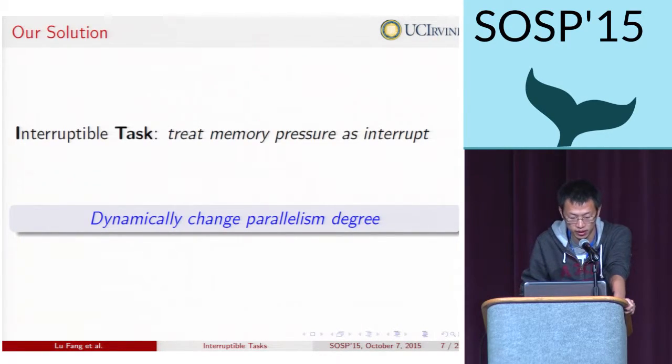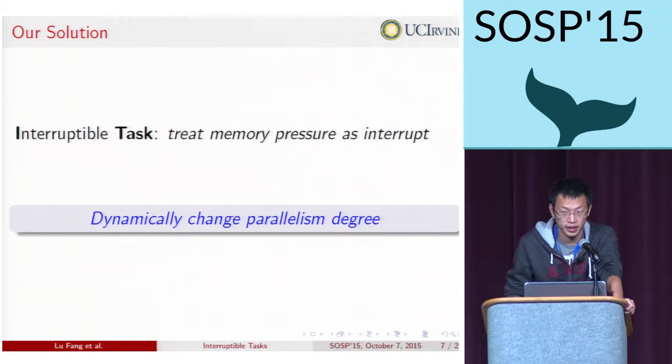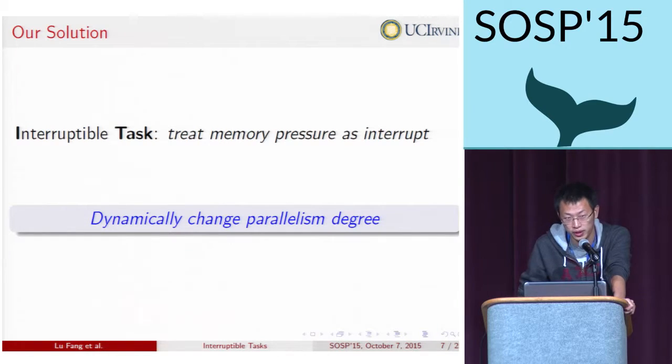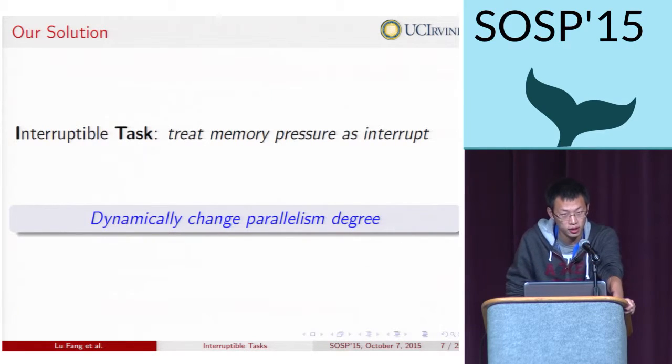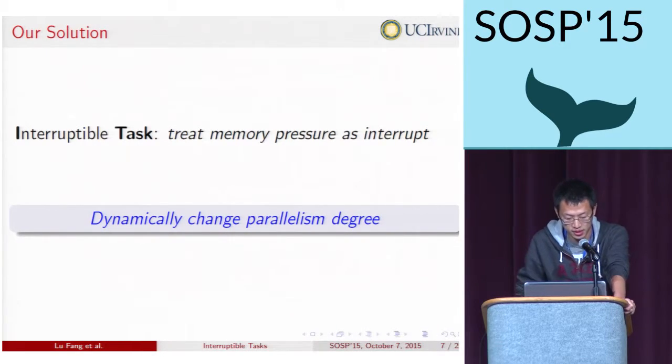Here is our solution, interruptible task. For short, we call it ITask. The main idea is to treat memory pressure as an interrupt. We can terminate data parallel tasks upon memory pressure and release the memory occupied by these interrupted tasks. So we have more memory for the remaining tasks to continue execution and finish. Using our technique, the system can dynamically change the parallelism degree, so we can help the program survive memory pressure.